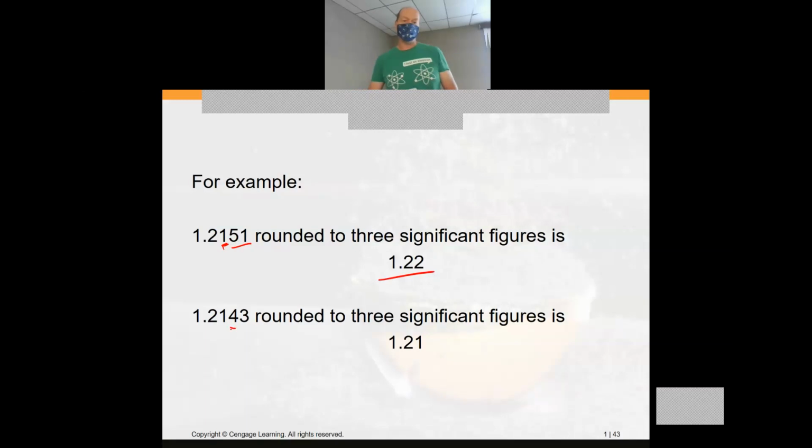If this was a 4.3 instead of a 5.1, now it is less than 5, and so you don't do anything. You just get rid of those numbers. You do not go up. Your choice for rounding is you increase it by 1 or you do not change it. If it is 5 or higher, you go up by 1. If it is less than 5, you do not change it.